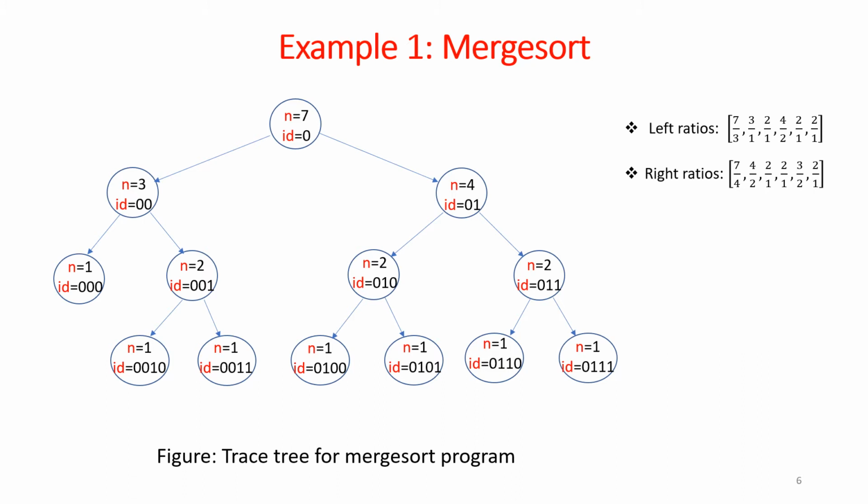The number of children per node represents how many recursive calls are made per each iteration.